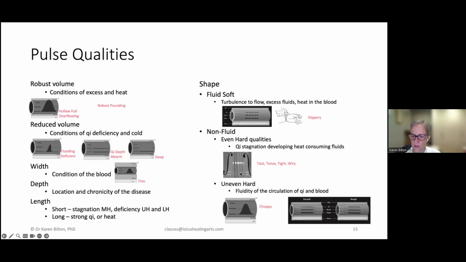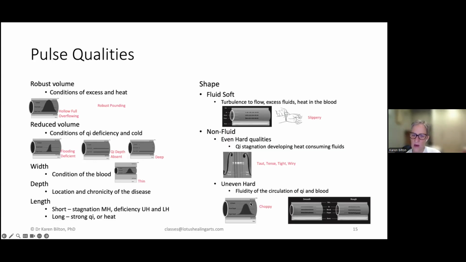And then we get to our tight pulse, where the heat is starting to vulcanize the fluids. The tight pulse has less diameter than the tense and is harder. And then we get the wiry pulse that feels like a wire. And this is when we're getting into our yin essence deficiency.